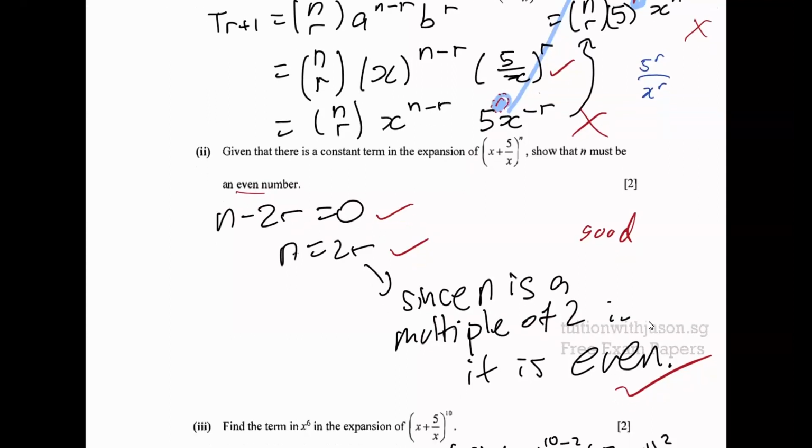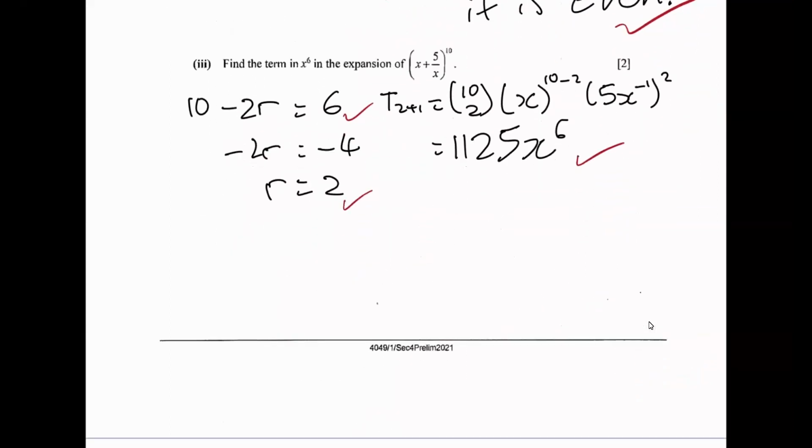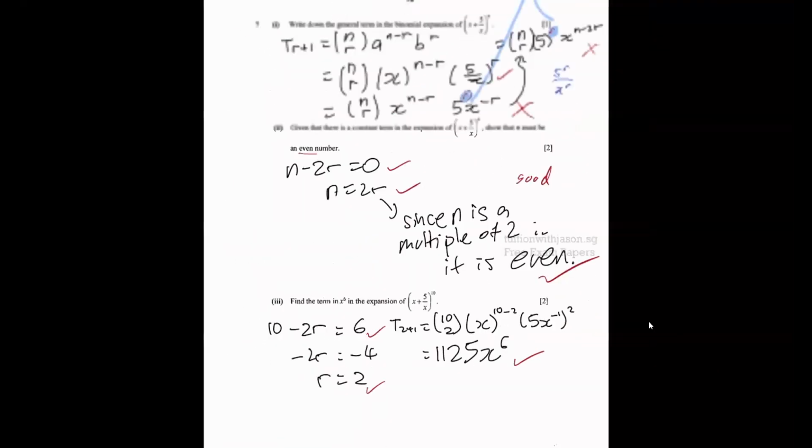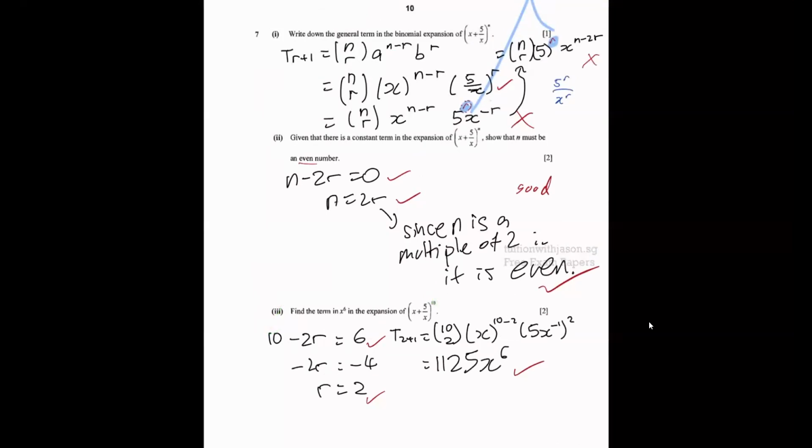Good. Next one, part 3. So now you want to have a power 6. You just have to take the power here, which is your n value, substitute in, and then equate it to the desired power. You want power 6, right? So just equate it to power 6. n minus 2r is over here, you equate it to power 6. Then from there, solve for r, sub in, and you get the answer.